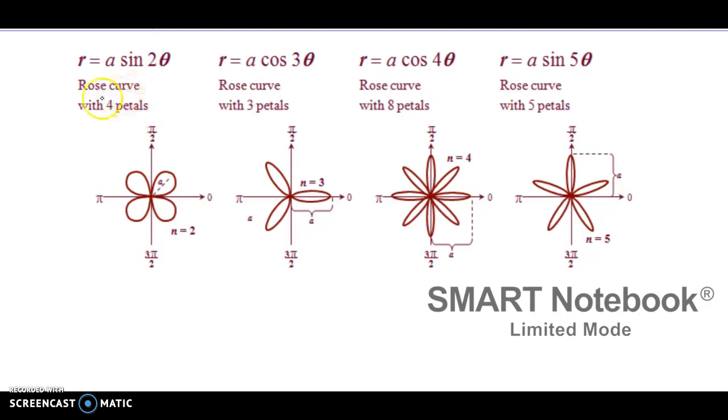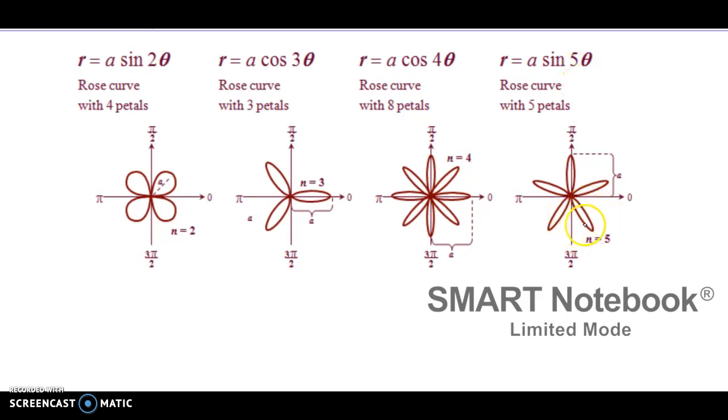So here's a curve that has 4 petals. Since it was even, it's 2 times n, right? Here, since it's odd, it's just 3 petals. Here, 4, so it's 4 times 2, so 8, and then this is odd, so just 5.